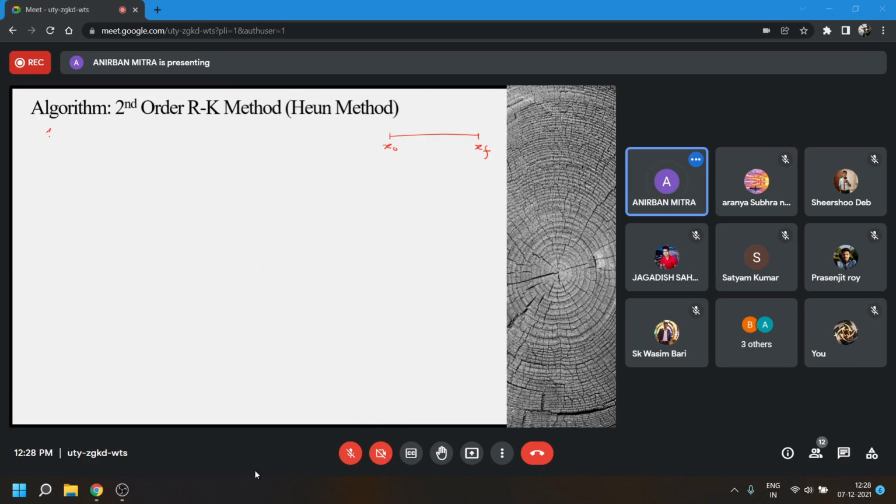The first step in this algorithm is, of course, reading of the inputs. So what kind of inputs would be required? First of all, the initial condition is to be given. So this point x0, y0 must be known.